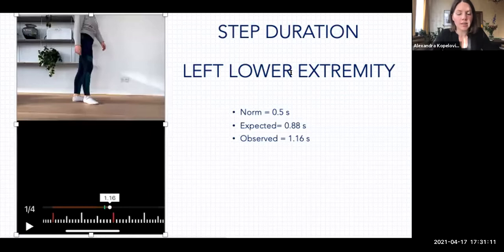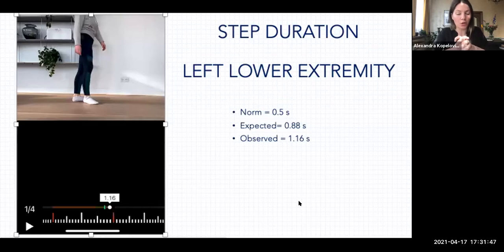So once again, we're going to cover these values. The norm comes from the fact that the entire gait cycle is 1 second. A step takes up half of the gait cycle, so that's going to be 0.5 seconds. The expected value is derived from our patient's entire gait cycle. It takes our patient 1.76 seconds to cover the entire gait cycle. What is expected for step duration is half of that value, so that's 0.88 seconds.